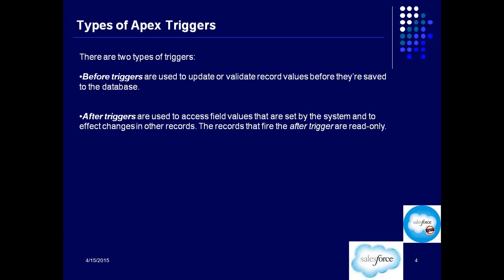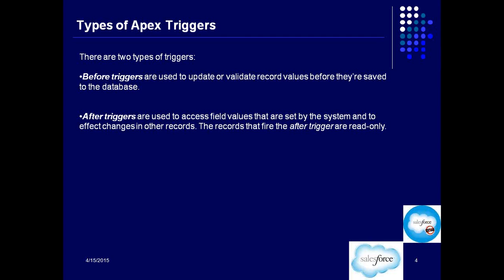But if I say that when an account is created, just check that the revenue of the account should not be less than $1 million, this is something which should be checked before the record gets created, right? So we understand the before trigger and after trigger, right? A before trigger gets executed before the DML operation. An after trigger is what gets executed after the DML operation.